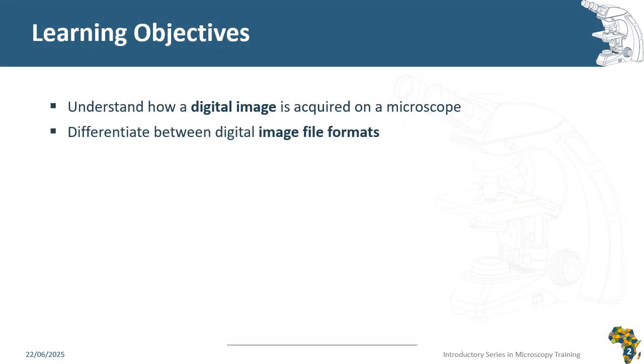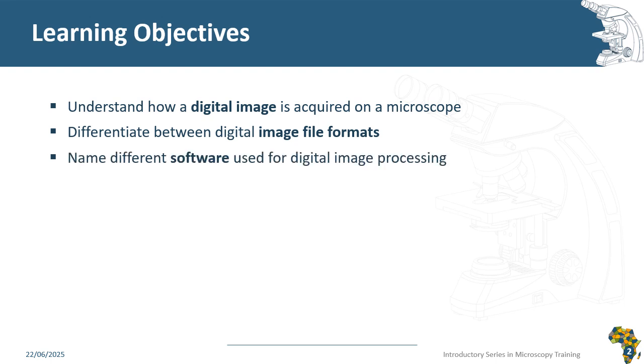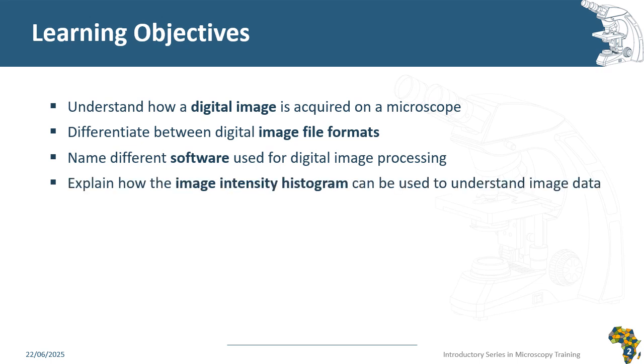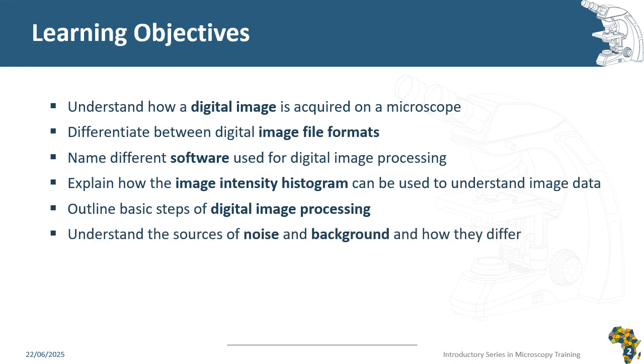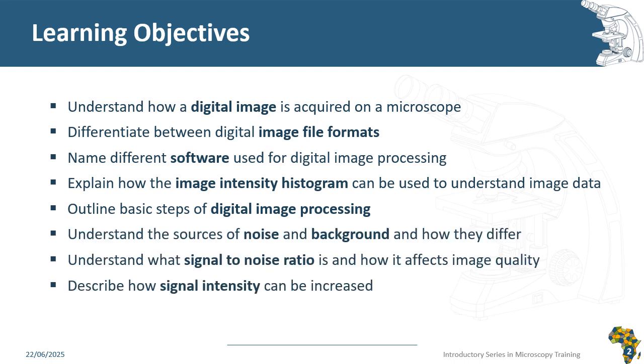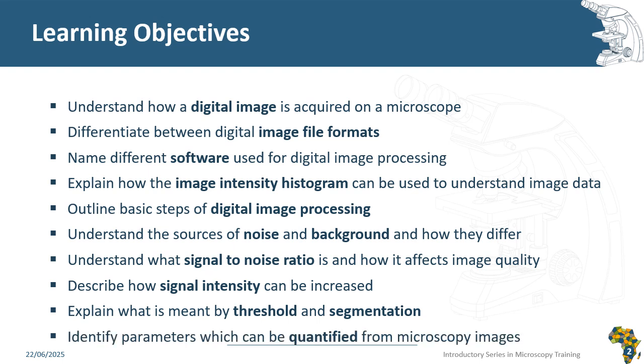So the objective of today will be to understand how a digital image is acquired, which are the image file formats, the software used in digital images, in particular the ones for biology, the important understanding of what is the image intensity histogram, basic steps of digital image processing, noise and background, and signal to noise ratio, and the signal intensity, how the signal intensity can be increased, and what is a found object through segmentation and threshold. And then we discuss which parameters you can quantify and analyze from your biology experiment.